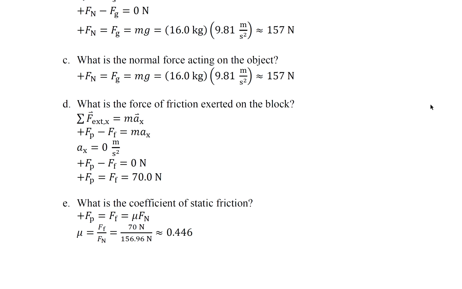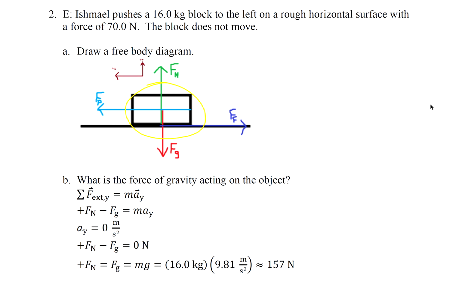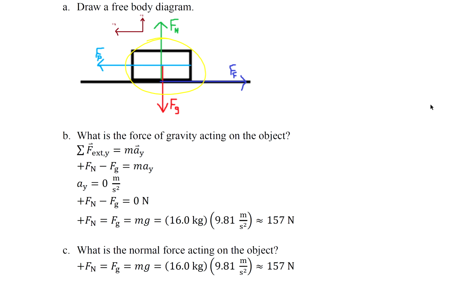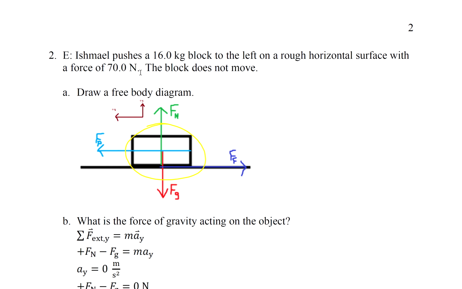Part D, what is the force of friction exerted on the block? Let's take a look at these horizontal forces. I chose positive x to be to the left. So I have plus force of push minus force of friction equals ma sub x. A sub x is 0. So force of push equals force of friction, which is 70 newtons. Why is it 70 newtons? Because it was given to us.